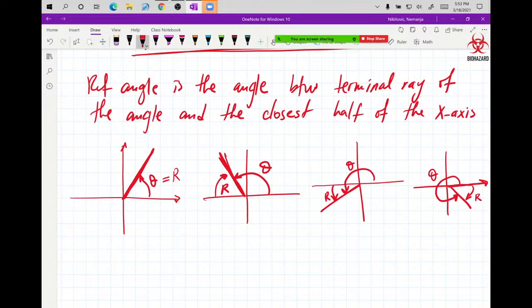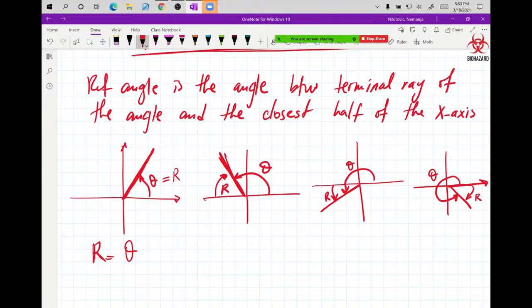Now, you might be wondering, how do you calculate the reference angle? Well, it's just a simple subtraction. Over here, your original angle is equal to your reference angle. So the reference angle equals the original angle, because they're both in the first quadrant, and the closest x-axis is the positive x-axis, so that's good.